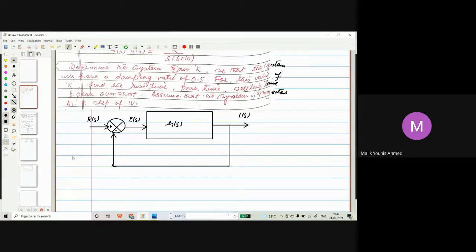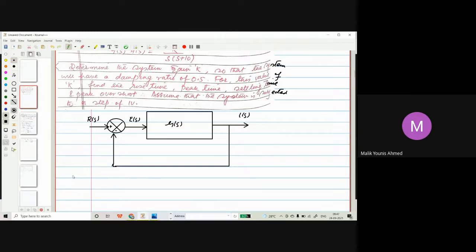Now this is a closed loop system. Input, error, transfer function, output. Everybody knows this. What is the feedback? Feedback is unity.